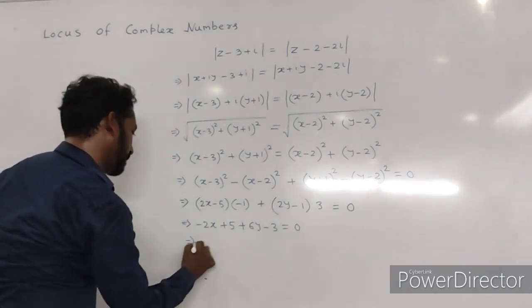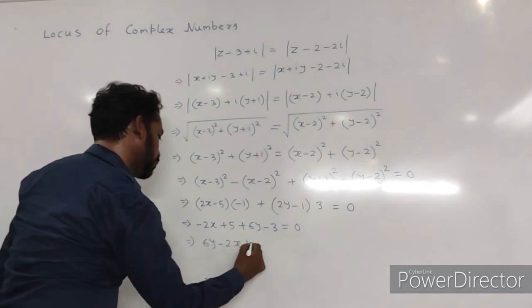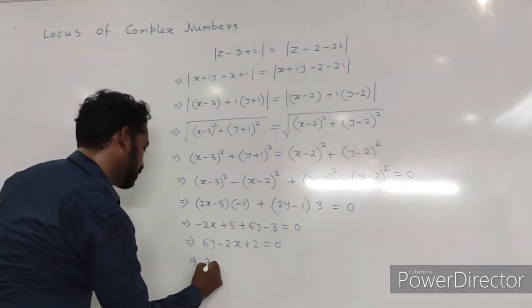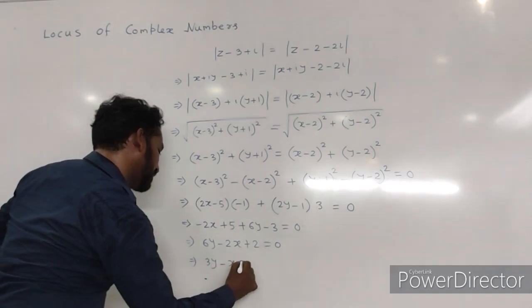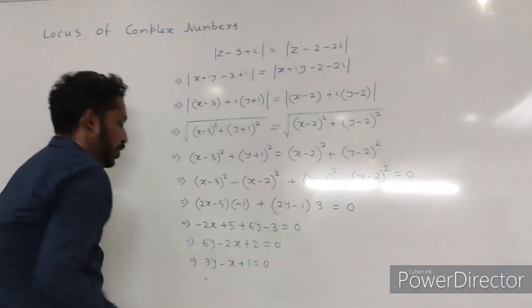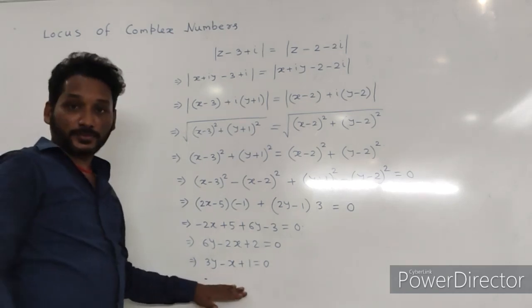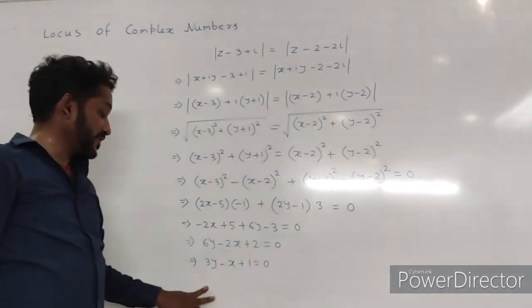That gives us 6y minus 2x plus 2 is equal to 0. Or in other words, 3y minus x plus 1 is equal to 0. So you observe one thing, that finally we are getting a straight line. Okay, we have started with the modulus, but finally we are getting a straight line.